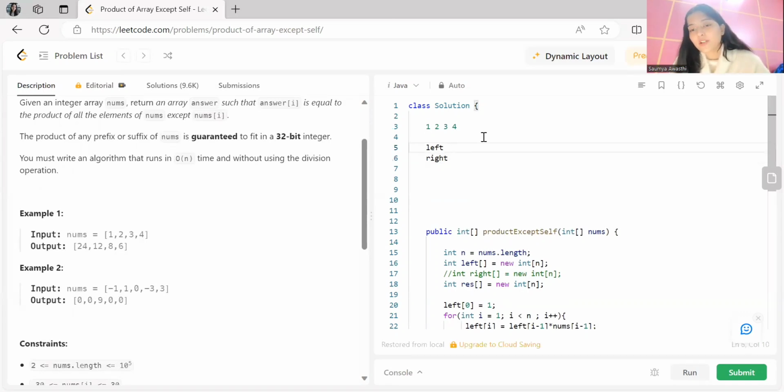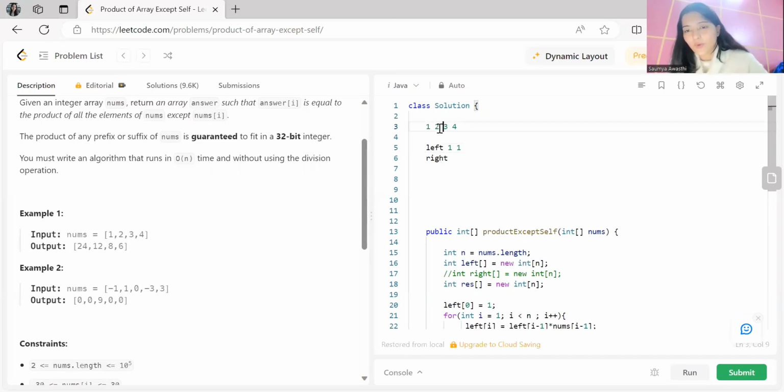Similarly we have the right array. In the left case, we will move in the left direction. In the right, we will start from the right direction. So in the left array, first 1 would be there, because before the first element we don't have anything, right? So we will keep 1. Then before this 2, what is the element? 1, right? So we are going to include that in our product, so we will have 1.